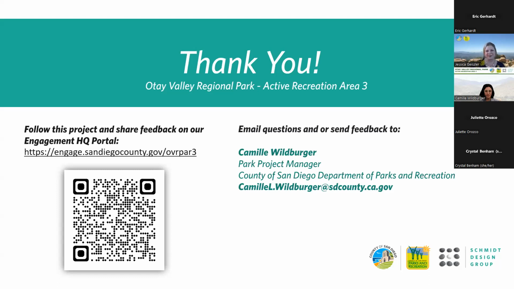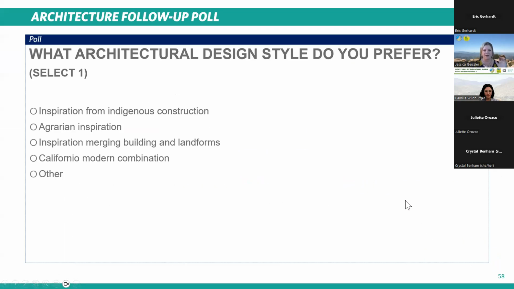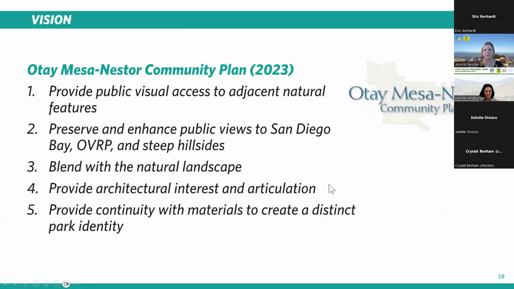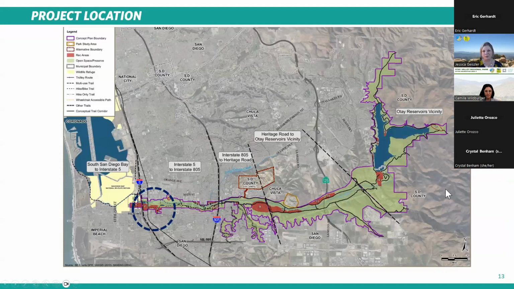And a lot of it is definitely looking out in the future, but maybe we could pull back up that map of Otay Valley Regional Park and where active recreation area 3 is in comparison to everything else. And we can look at some of those future areas. And then maybe Camille, do you want to talk through what the future looks like?